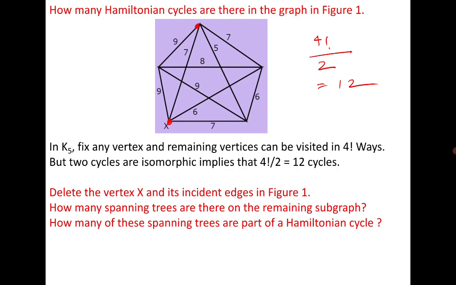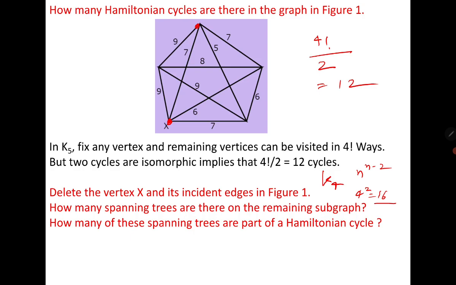Now delete this vertex x and compute the number of spanning trees in the remaining subgraph. After deleting x, you can observe that the remaining graph is K4. Now recall the Cayley formula. It says that the number of spanning trees is n raised to the power n minus 2, and therefore it has 4 raised to the power 2, which is 16 spanning trees.